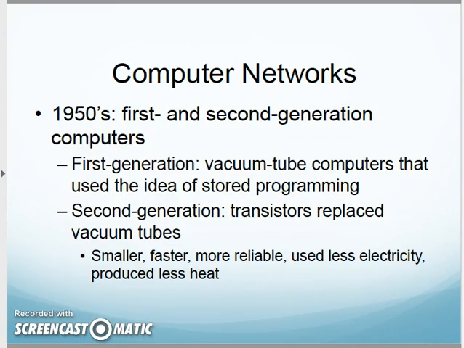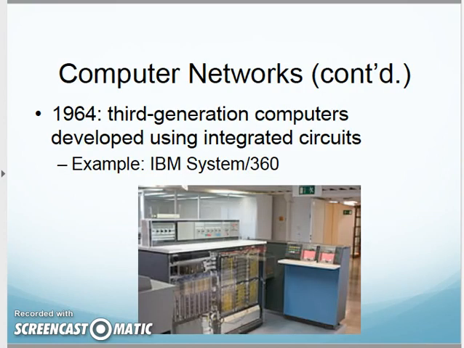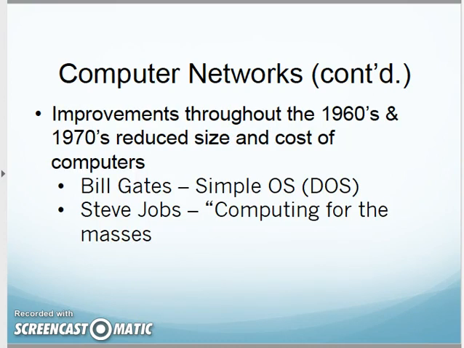Along come the first and second generation computers, 1950s. First generation was vacuum tubes. Second generation, we start using transistors as semiconductors, making things smaller, more efficient, and a little bit faster. So as we have that, with the 1950s, the first and second generation, we have the UNIVAC computers. So we went from Eniac to UNIVAC. Third generation computers here, we have IBM System 360.